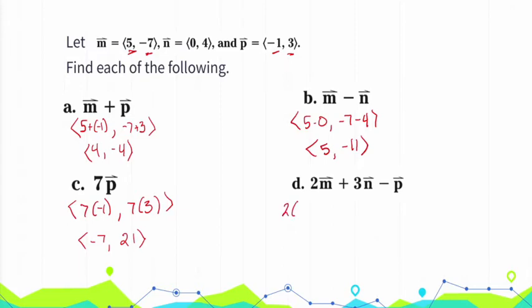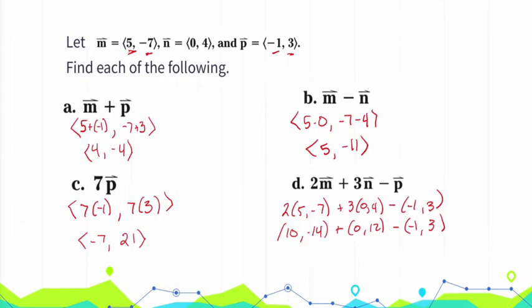So 2 times <5, -7>, plus 3 times <0, 4>, minus <-1, 3>, which is going to be <10, -14> plus <0, 12>, minus <-1, 3>. 10 plus 0 minus -1 is +1, which makes that 11 in the x direction. -14 plus 12 would be -2, minus 3 would be -5 for the y's.